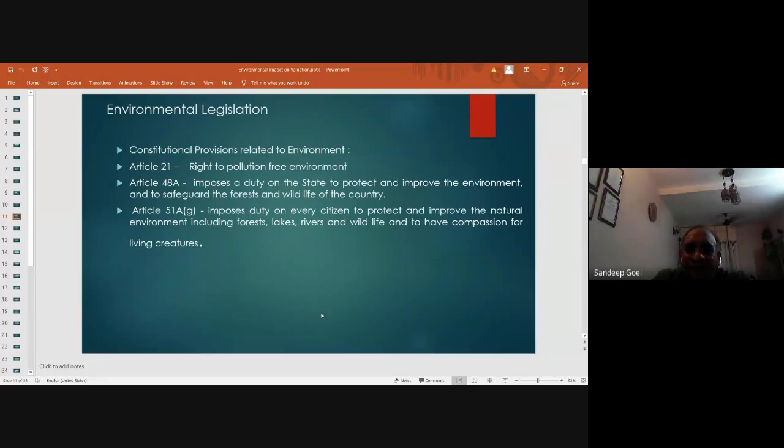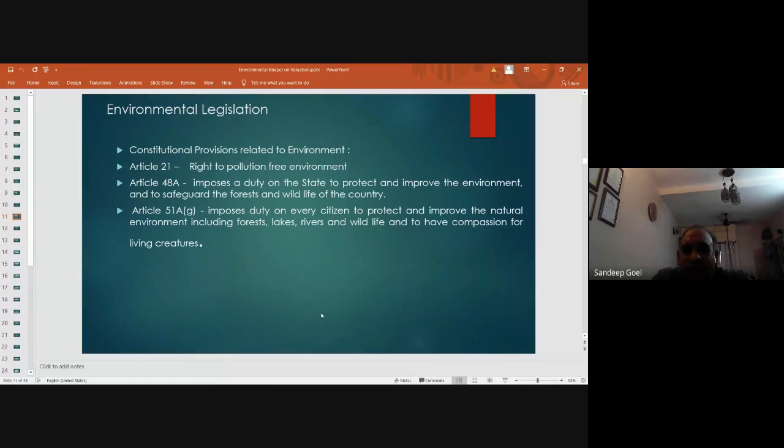The government has made it mandatory in the Constitution itself. Article 21, the right to a pollution-free environment, has been inserted in the Constitution of India. Everybody has the right to a pollution-free environment. On that basis, a lot of cases were won, like the case of using CNG in commercial vehicles by MC Mehta and others.